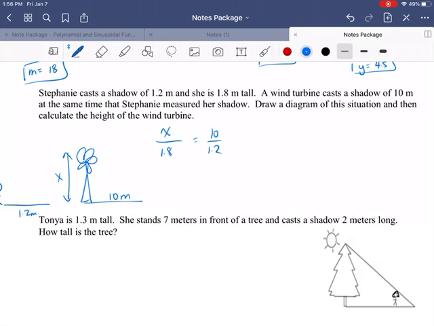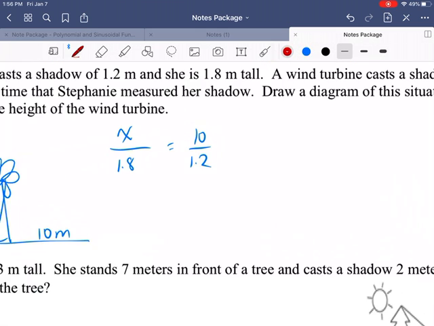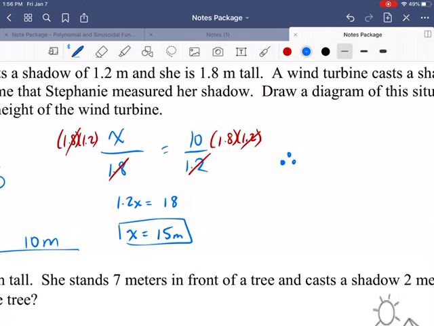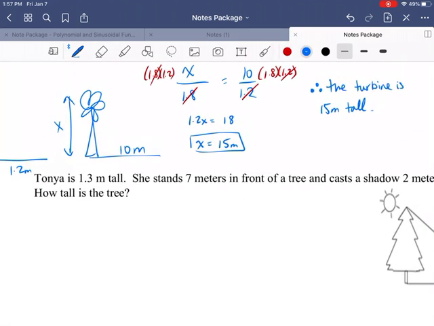And if you solve this one, multiplying each side by the two different denominators here, you're going to get 1.2x is equal to 18. And dividing each side by 1.2, you get x is equal to 15 meters. Therefore, the turbine is not 18 meters tall, it's 15 meters tall.